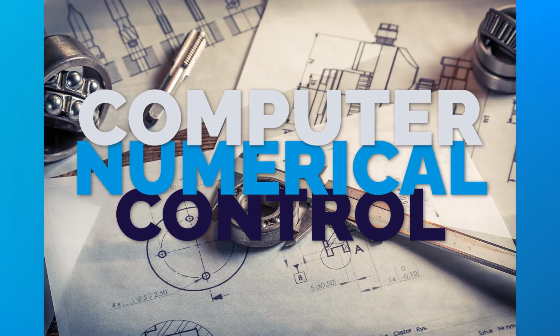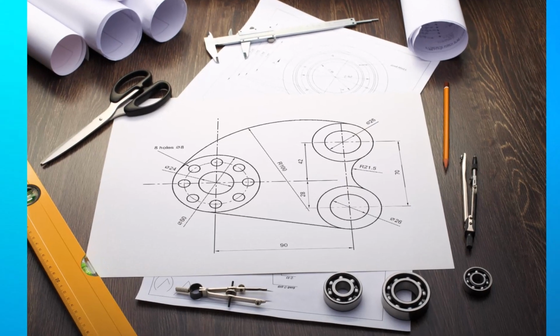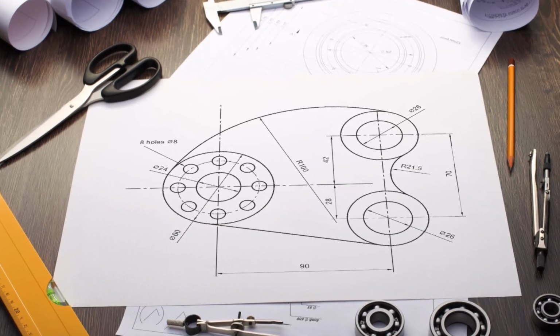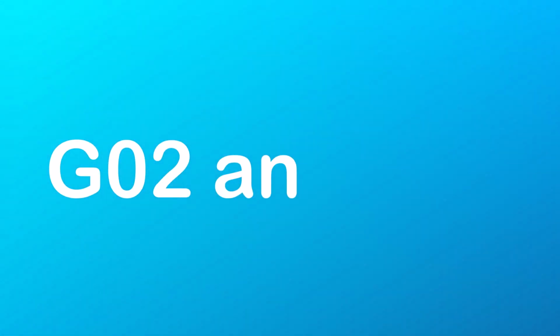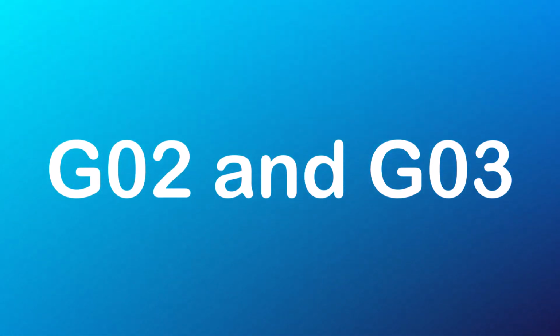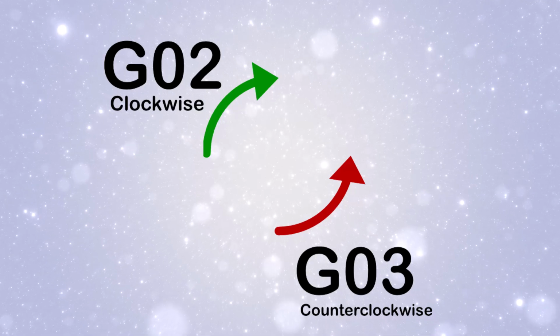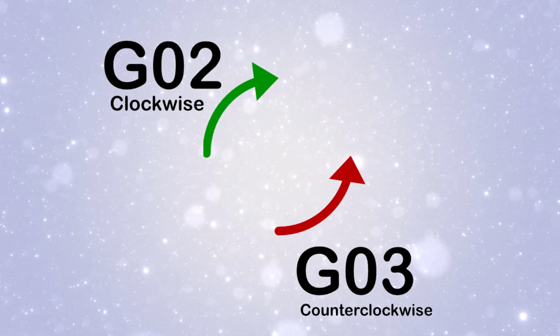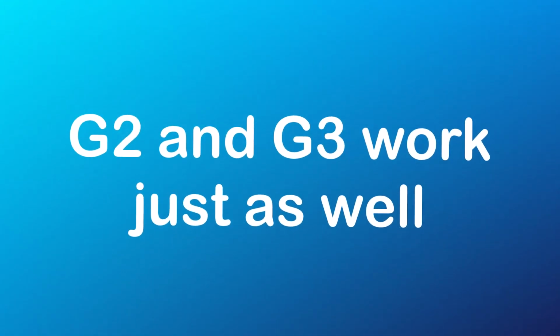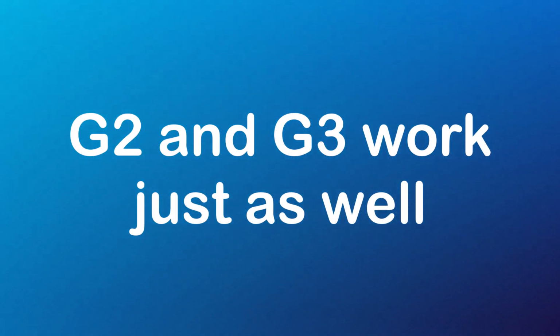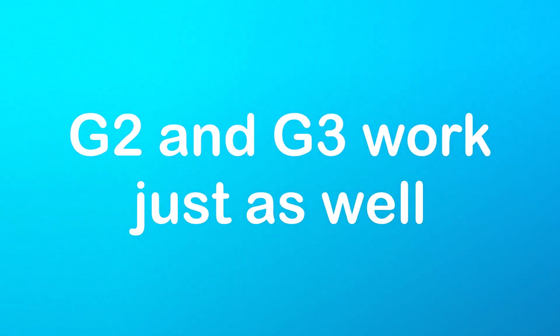In CNC programming, straight lines are relatively simple to command, but what about curves, circles, or any circular movements? That's where G02 and G03 come into play. G02 is used for clockwise arcs and circles, while G03 is used for counterclockwise arcs and circles. Just as with G00 and G01, the leading zero is optional. You can use G2 and G3 as well.